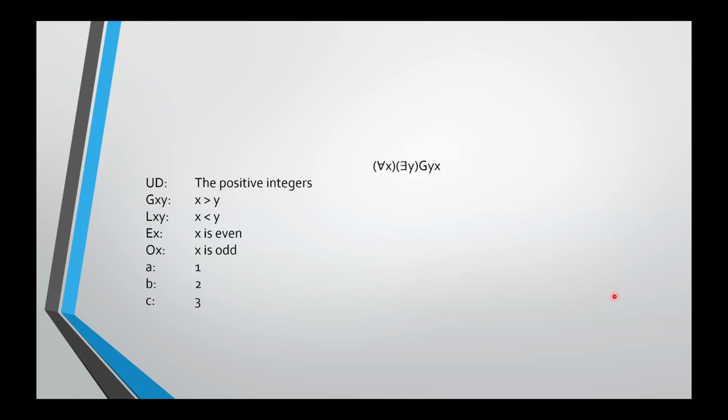Okay, now we'll look at some sentences that have multiple quantifiers. So for all x, there is a y, gyx. So this is going to be true if this here, there is a y, gyx, is satisfied for every x in the universe of discourse. So, i.e., if for everything in the universe of discourse, there is some number that is greater than it, right? Some y that is greater than that x.